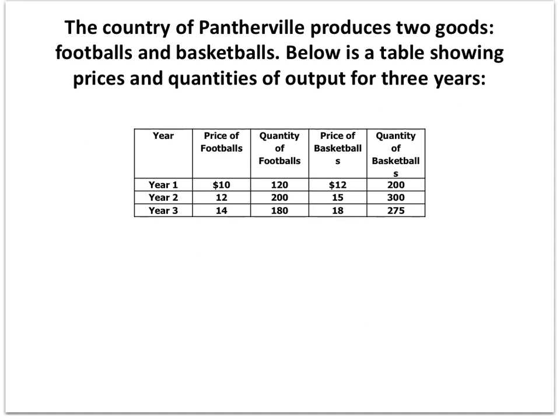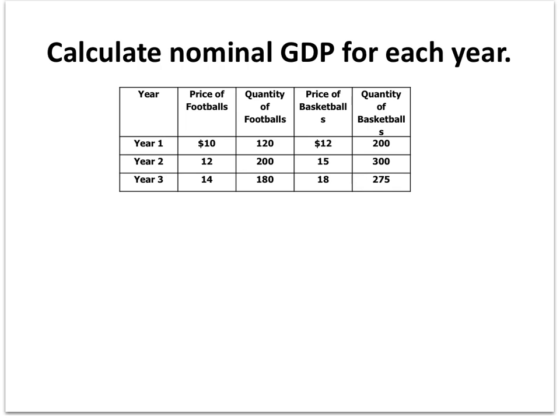So let's look at this question. This is a kind of calculation. The country of Pantherville produces two goods, footballs and basketballs. Below is a table showing prices and quantities of output for 3 years. The first part of the question asks to calculate nominal GDP for each year. As you know, nominal GDP is easy to calculate because you multiply the price times quantity to find the nominal GDP.